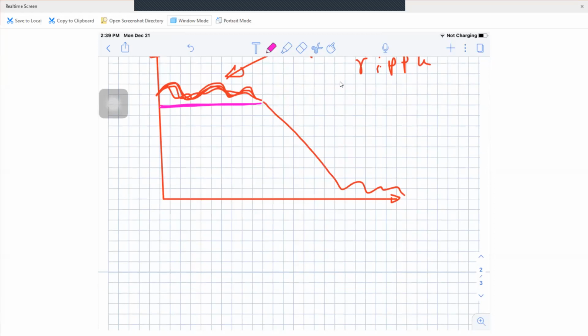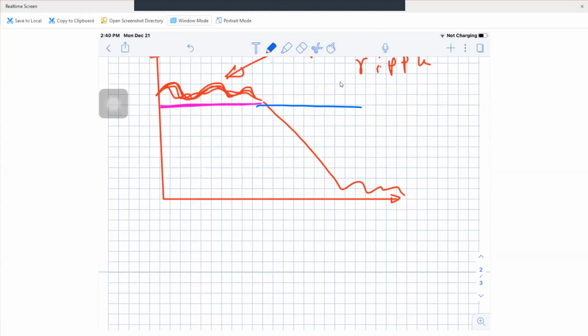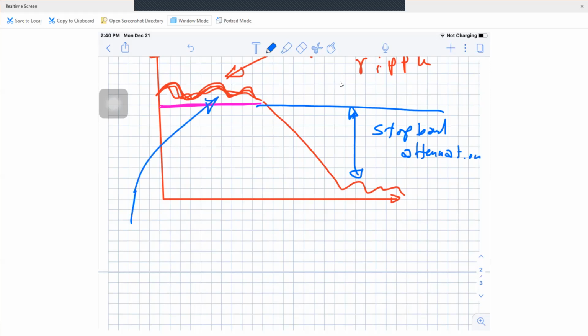Now, again, what do we mean by stop band region? Stop band attenuation, really, the distance between the pass band region and the stop band region will be the stop band attenuation. Of course, the gain inside the pass band region will be 0 dB. Of course, what do you mean by 0 dB?